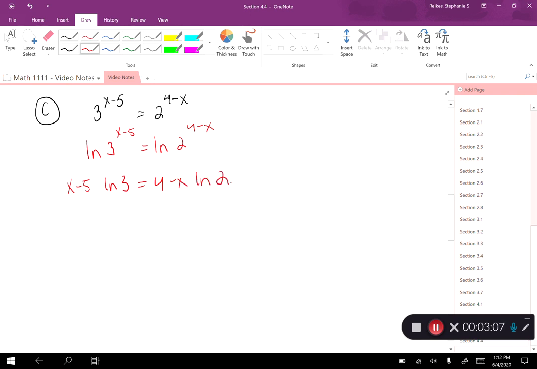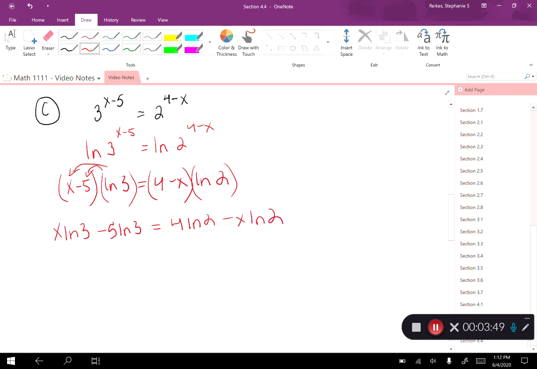Alright, and now it looks a little squishy and confusing, right? x minus 5 ln 3. So for clarity, it's really important to make sure you use parentheses around everything that was in the exponent position. Perfect. Now remember, ln 3 and ln 2 are just numbers, so it's also kind of like glue. Make sure you never separate what you're taking the ln of. Alright, now it's multiplying, so favorite D word, I have to distribute. So this is x ln 3 minus 5 ln 3 equals 4 ln 2 minus x ln 2.